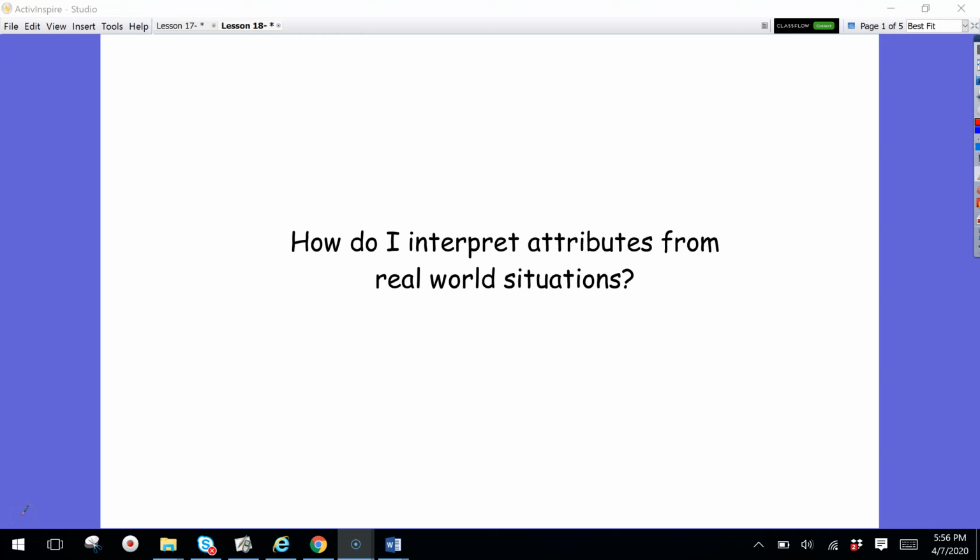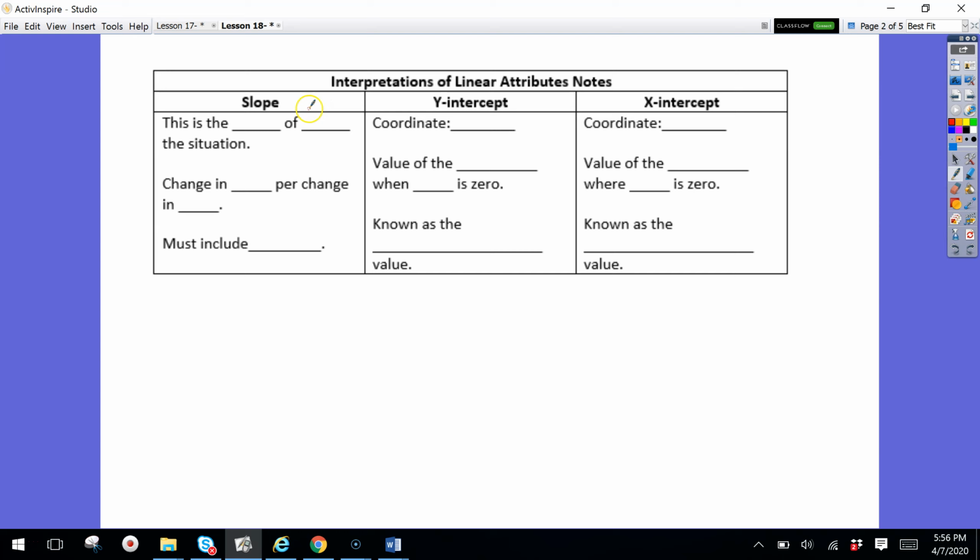So in this video, we're going to be discussing how we interpret the attributes in a real world situation. So we're talking about linear attributes here. Let's talk about the three linear attributes that we've been studying so far. The first one is slope.